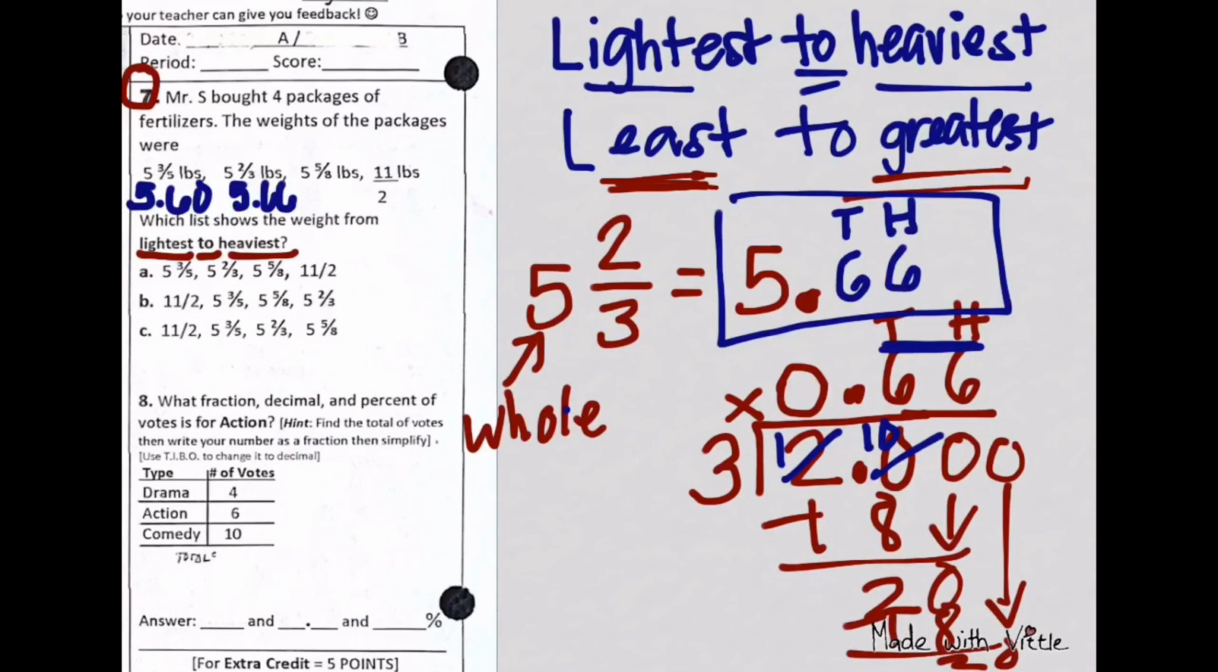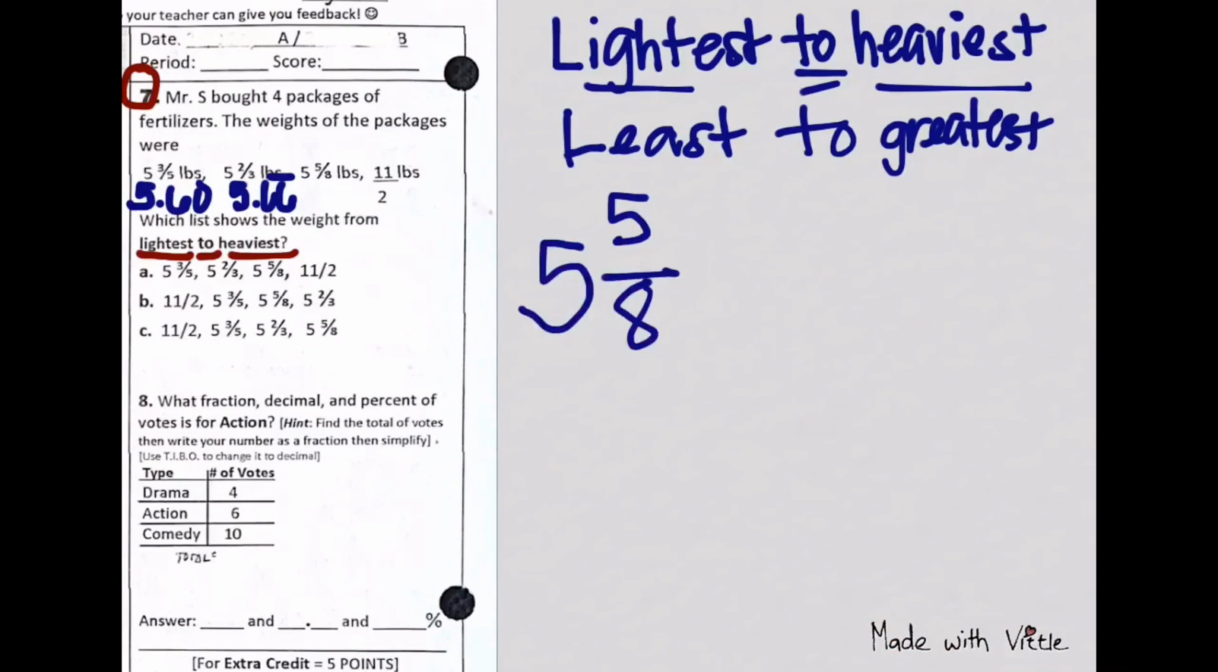When the number keeps on going by the same number, you just go ahead and stop doing your division and put a bar notation, a line on the top of the number that repeats. So our 5 and 2/3 is like $5.66. Now let's try 5 and 5/8.